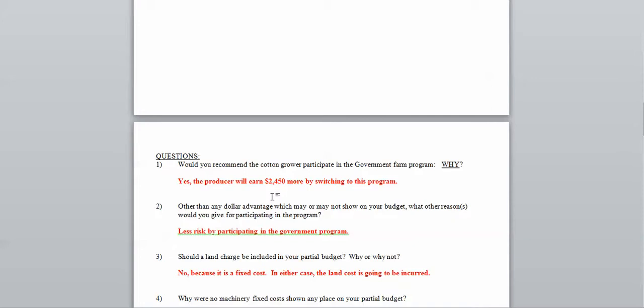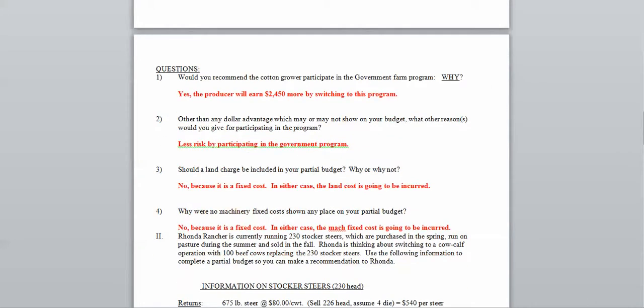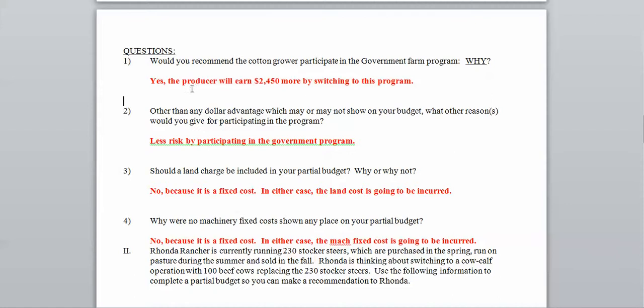And that's the first question. Would you recommend the cotton grower participate in the government program? Yes, because the producer will earn $2,450 more by switching to this program.